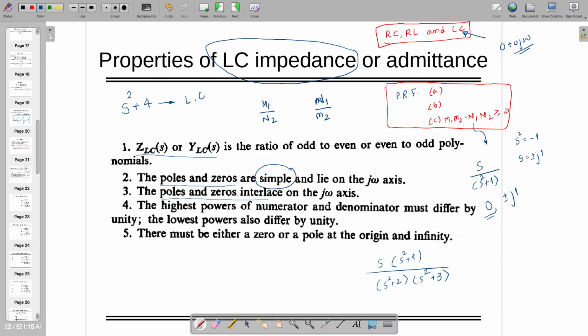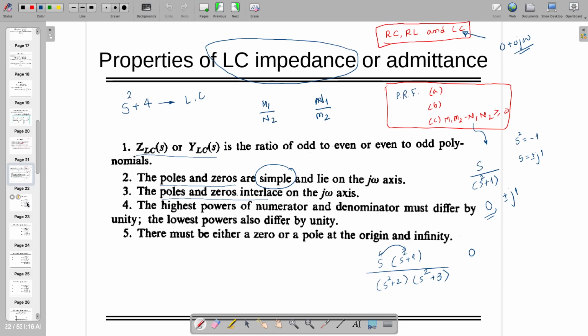So what was the problem on s into s square plus 1 upon this? Okay, this one they were not alternate. So first was zero, then zero, then pole, pole. Zero zero pole pole. It's not allowed. It's violating the third property. Interlace means alternate, right?